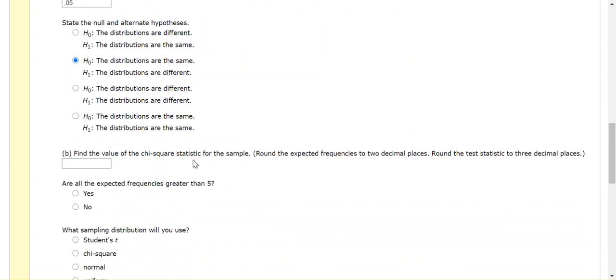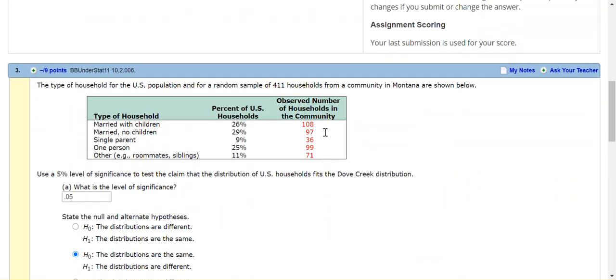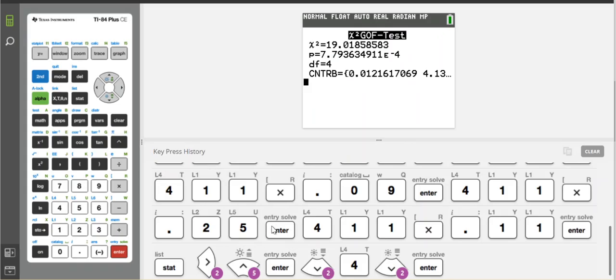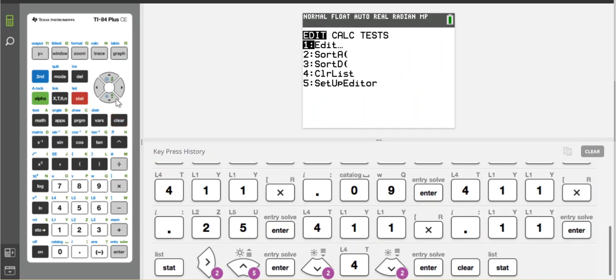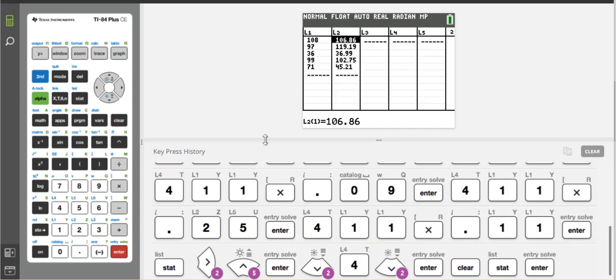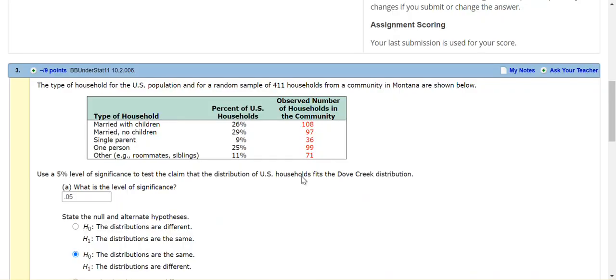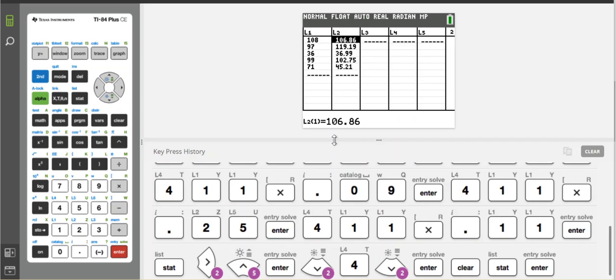So how do we do that? Well, what we're going to do is put our observed in L1 of our calculator, and then we're going to put our expected in L2 of our calculator. So let's pull up the calculator here. I go to my stats menu and edit. And I put the observed in L1, 108, 97, 36, 99, and 71. Once again, I got those numbers from here. Then there is my expected. That's these numbers. And how did I get that?